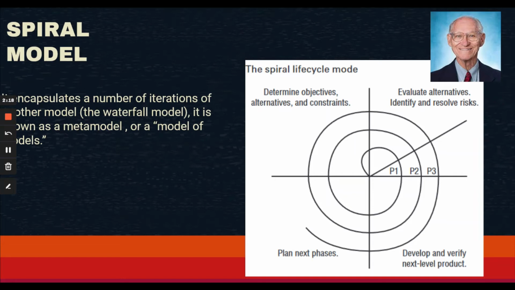Boehm's spiral model provides a solution to the major criticisms of the waterfall model. It allows developers to return to the planning stages as changing technical demands and customer requirements necessitate the evolution of a system.